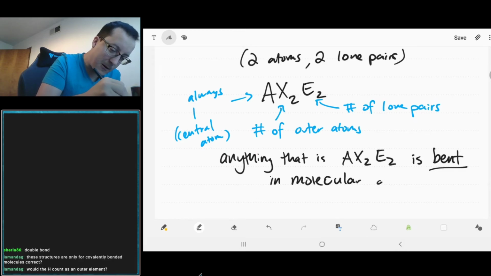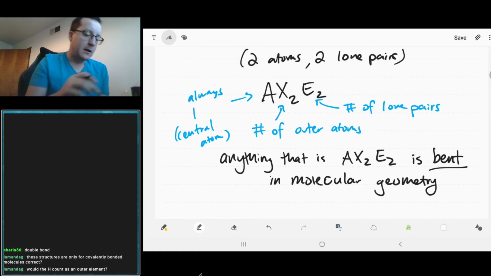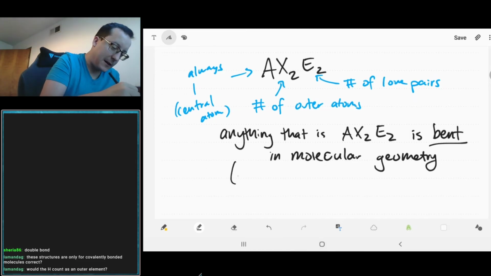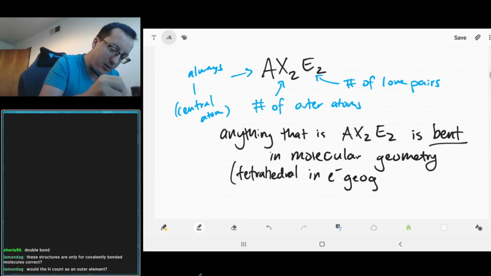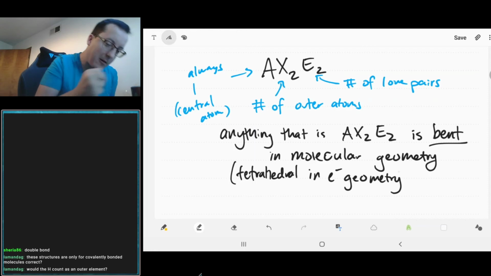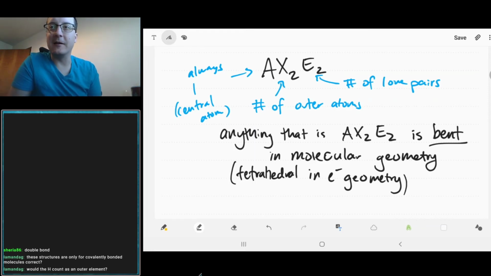Molecular geometry. And tetrahedral in electron geometry. Yikes. Okay, exciting.